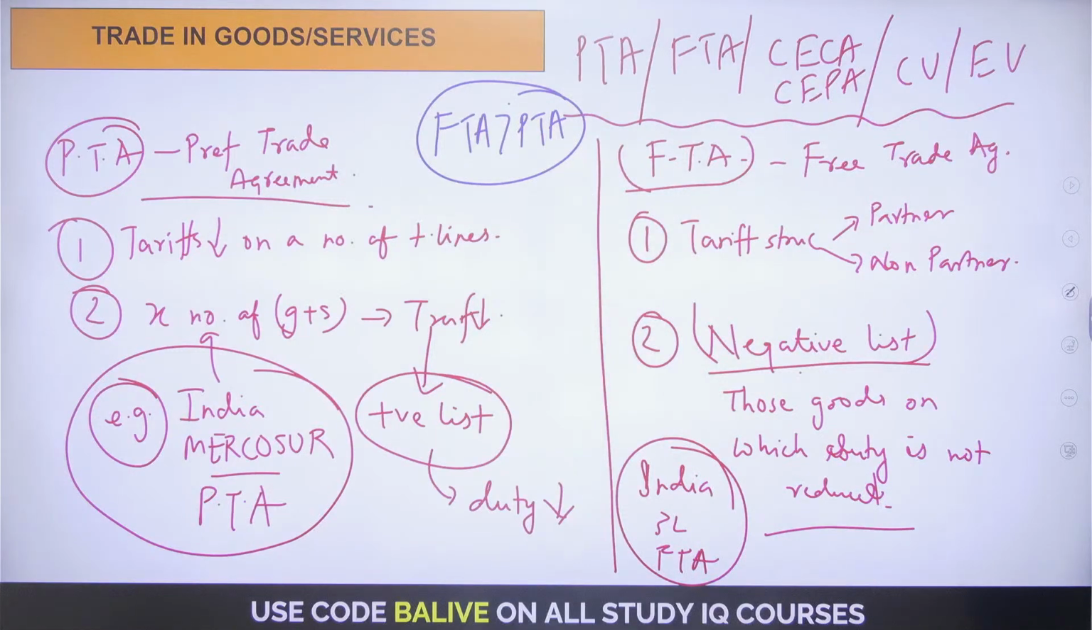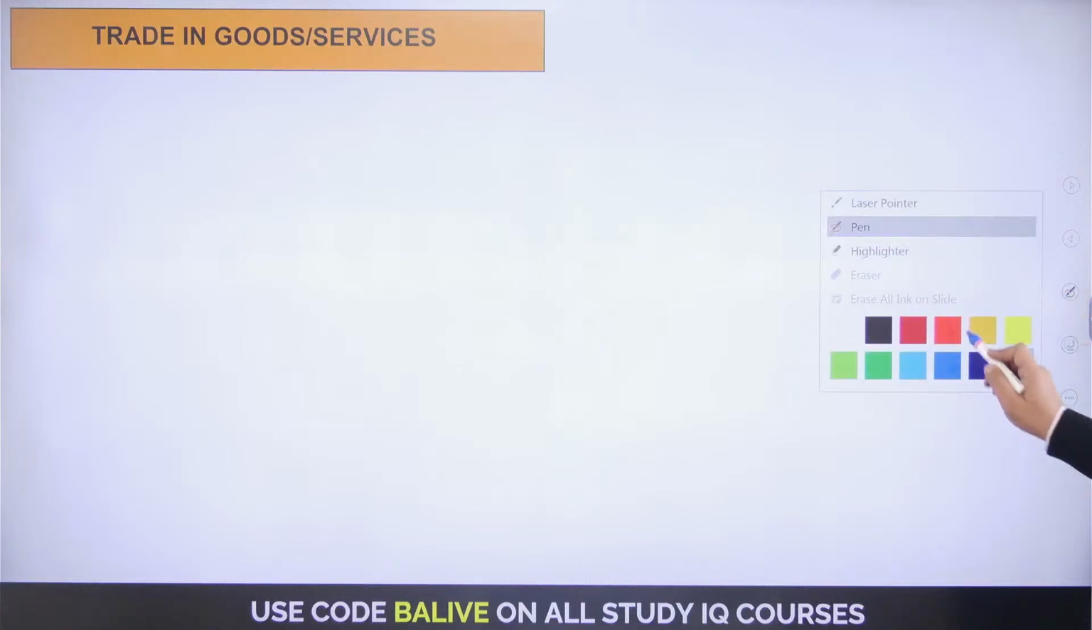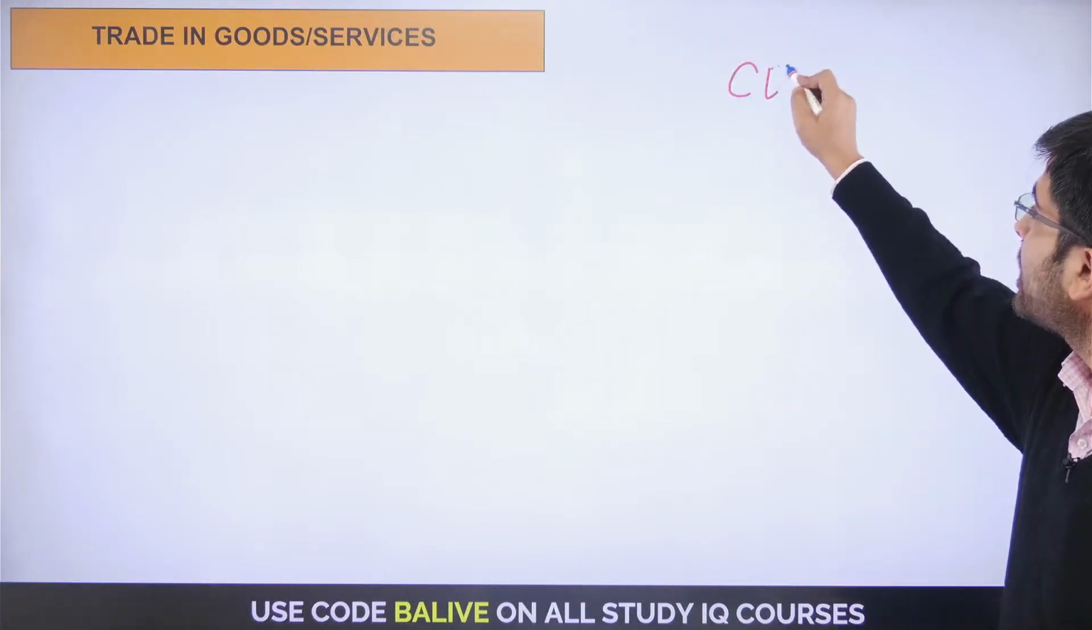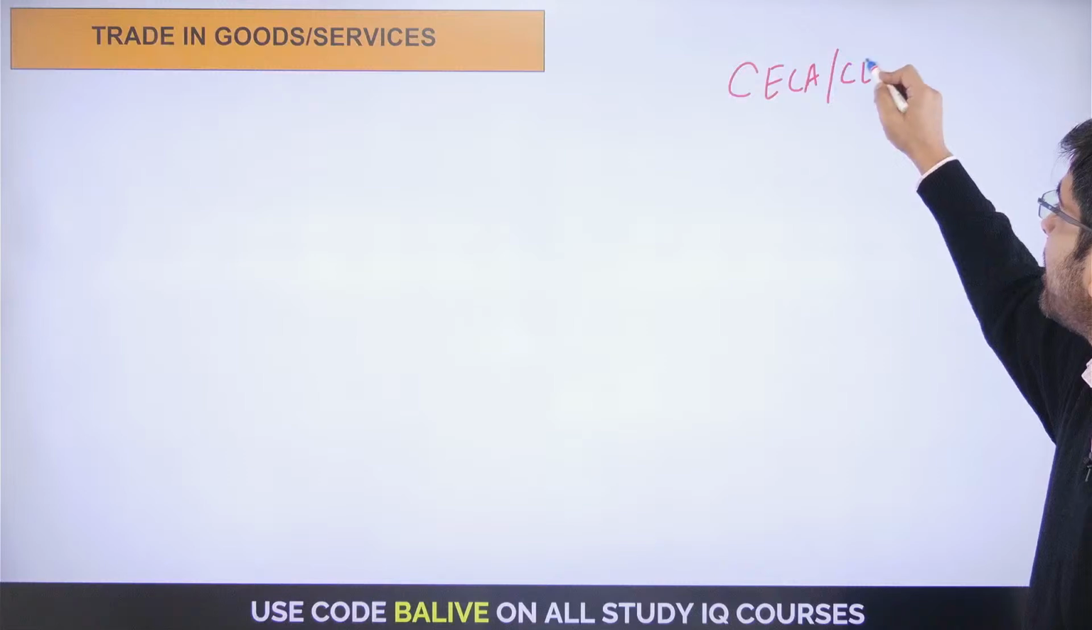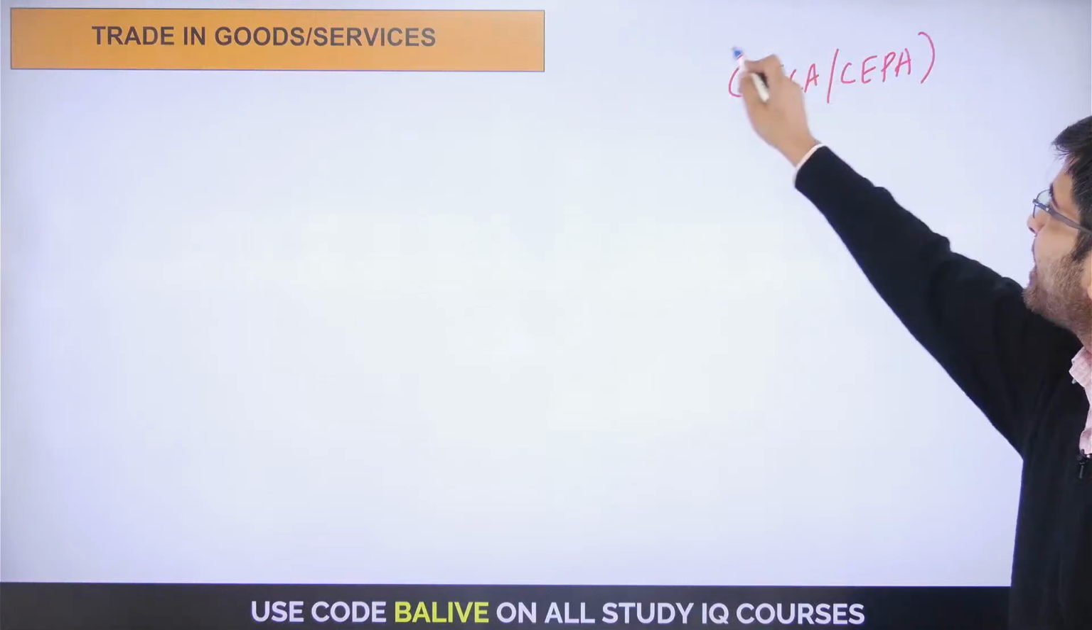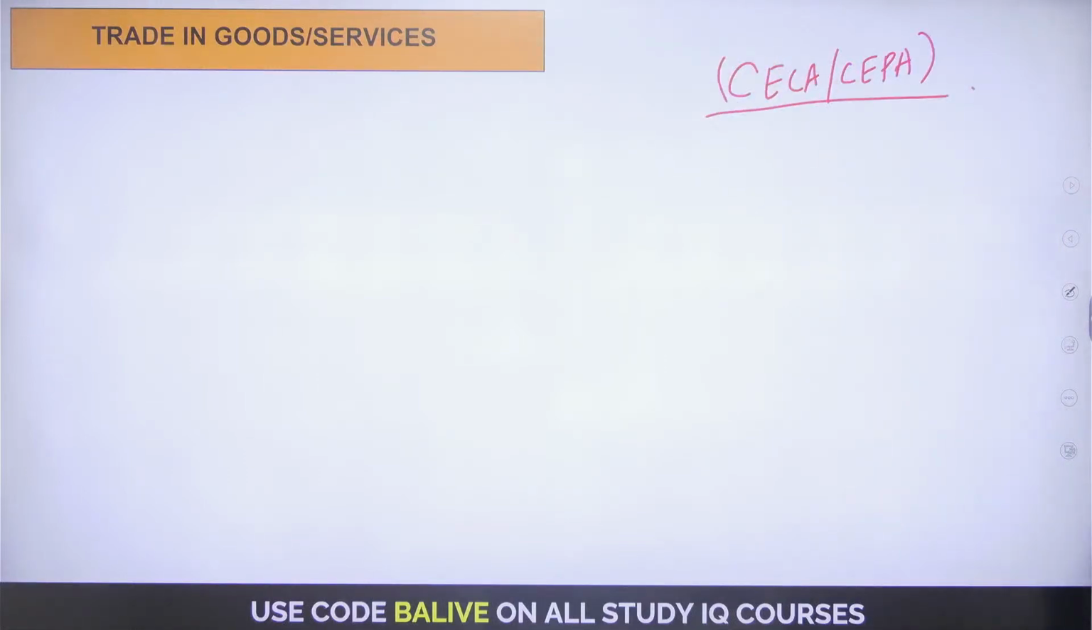Correct. South American Common Market, Mercosur, Ruchira, very nice. Good. Now, what is CECA and CEPA then? Let's go ahead and understand the rest. So you have CECA, CEPA, you must have heard of this. Newspaper, you must have read of this. So, what does it mean exactly? Comprehensive Economic Partnership Agreement or Comprehensive Economic Cooperation Agreement.